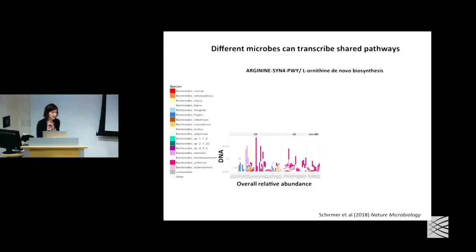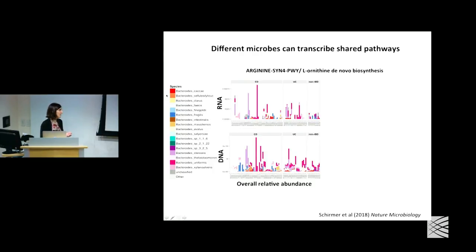Now we could look at individual pathways. So what I'm showing you now is a specific pathway. This one just happens to be this arginine ornithine de novo biosynthesis pathway. Now each column, again, is an individual sample, but the bars represent the overall relative abundance of the pathway, and they're colored based on which species are contributing the pathway. So from the sequencing information based on the reference genomes that we have, we can say that the reads are mapping to a given species. And so here, looking at the overall relative abundance of the pathway, you could see that at the DNA and RNA level, they look fairly similar.